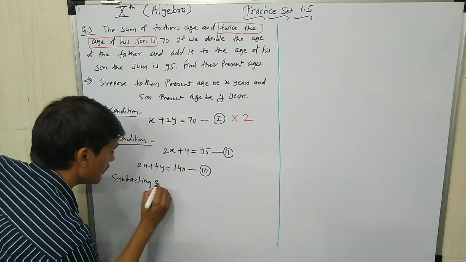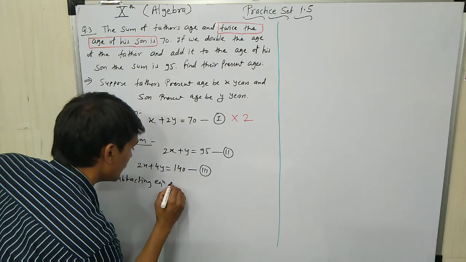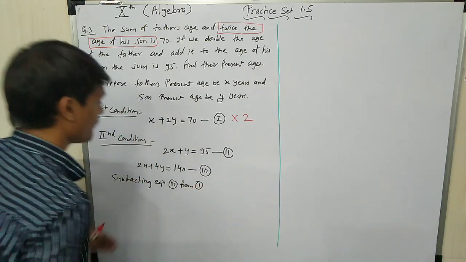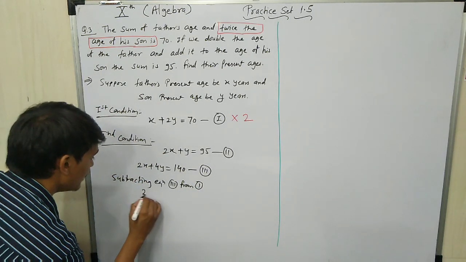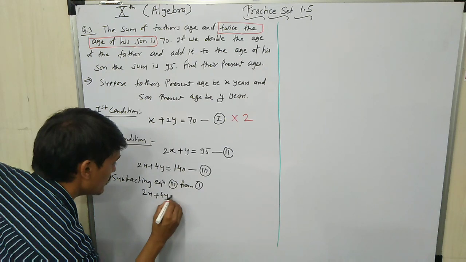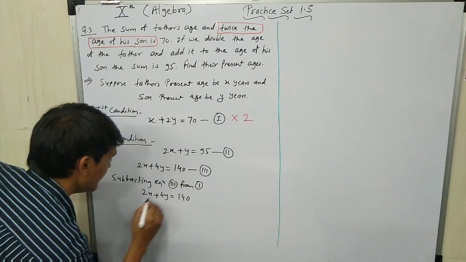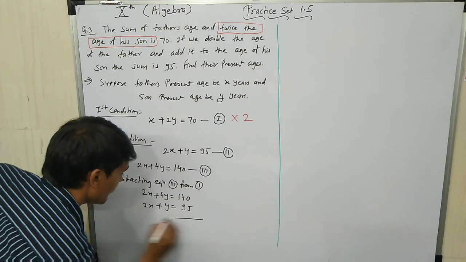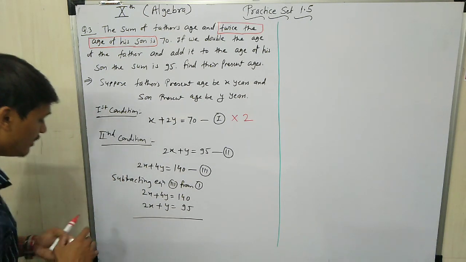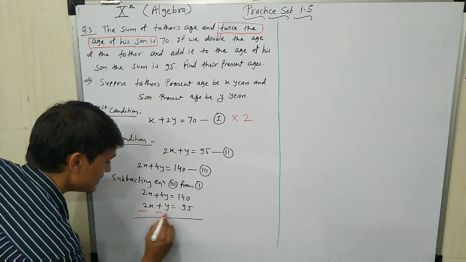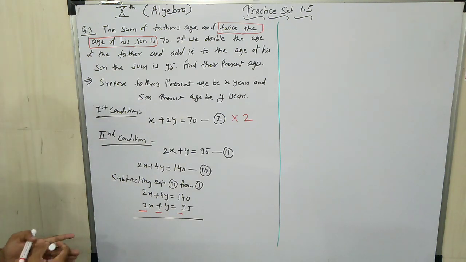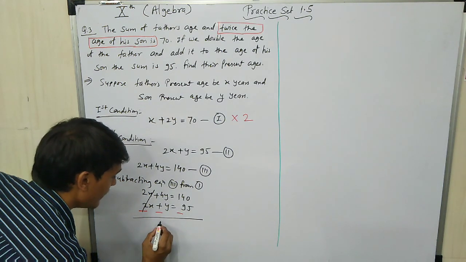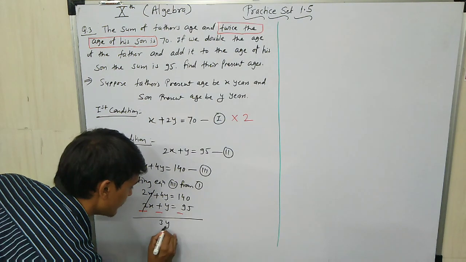Subtracting equation 3 from 1. Now what is third equation? 2x plus 4y is equal to 140. 2x plus y is equal to 95. Subtracting, sign will be changed. Got it? 2x is cancelled. Plus 4y minus y is 3y, is equal to what?